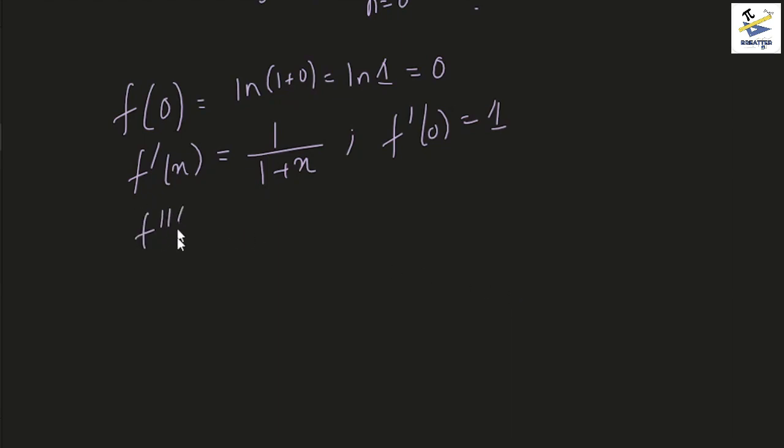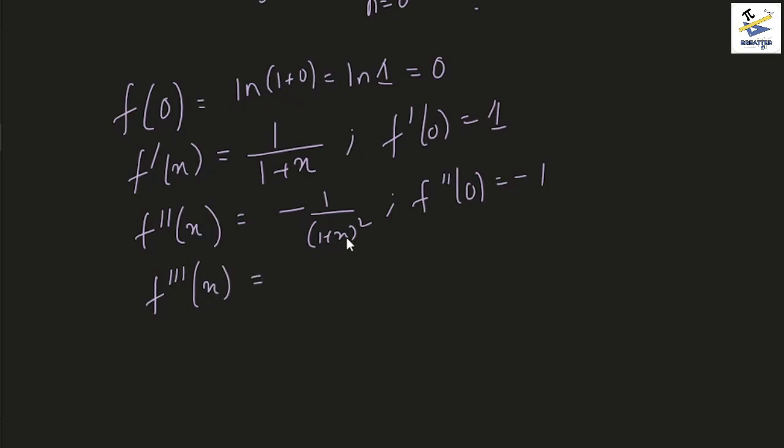F double dashed x would be minus 1 by 1 plus x whole squared. So f double dashed 0 should be minus 1. Again, f triple dashed x should be 2 by 1 plus x whole cube, and this would mean that f triple dashed 0 is 2, right?